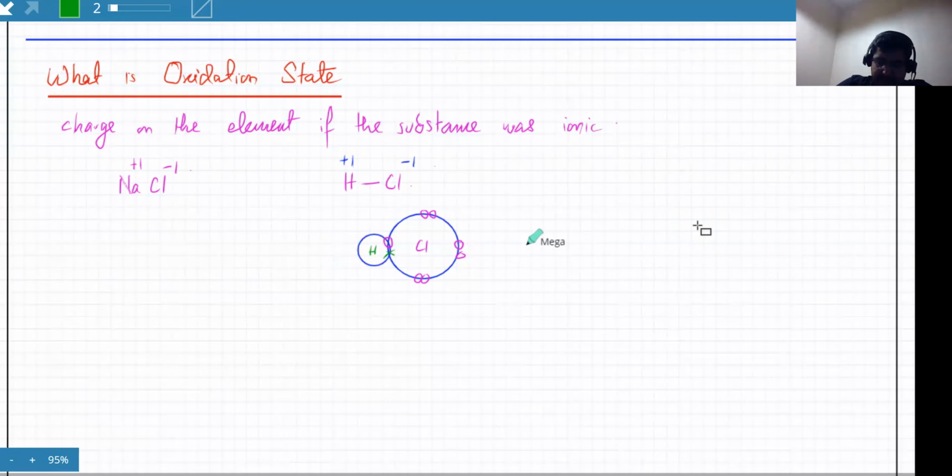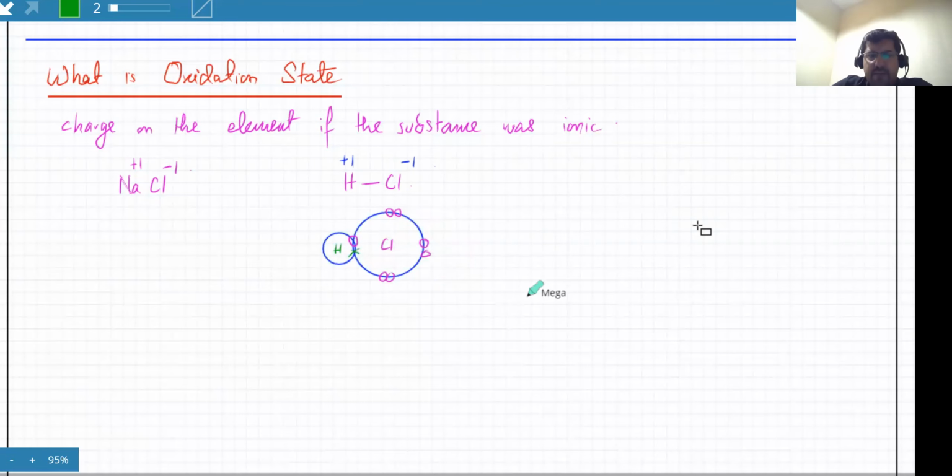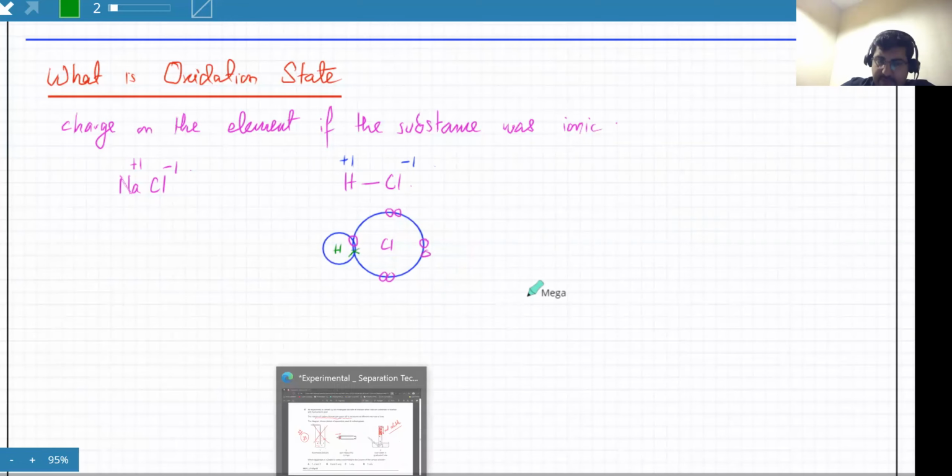So why are you giving them charge? So I'm going to explain that. Just remember, for covalent molecules, you're going to give them charge and think of them as if they're ionic. So why did I give them charge? Let's talk about that.